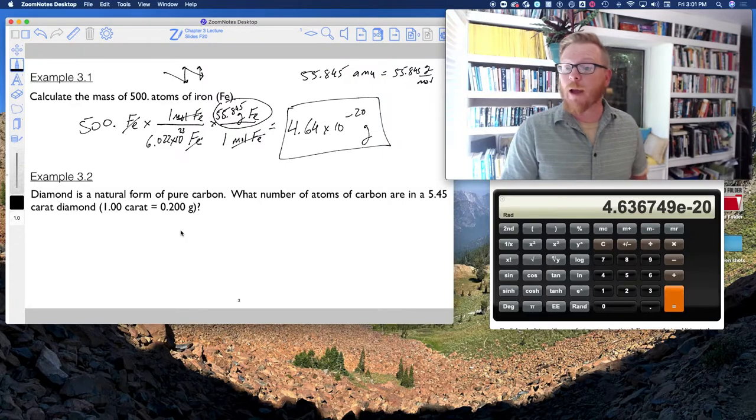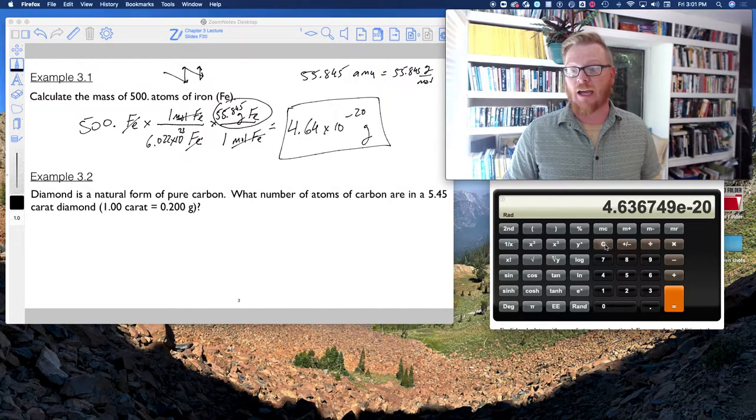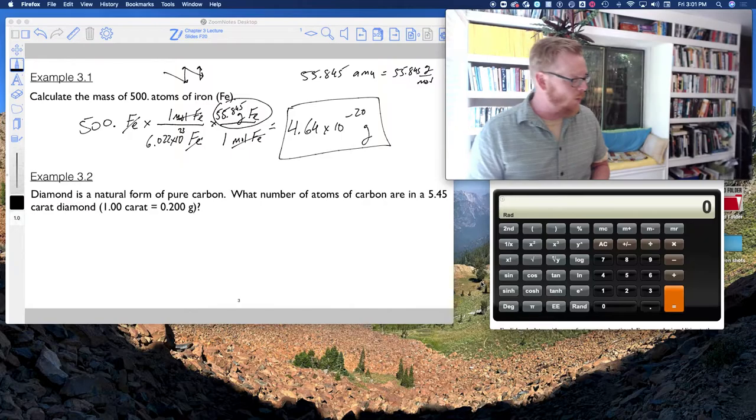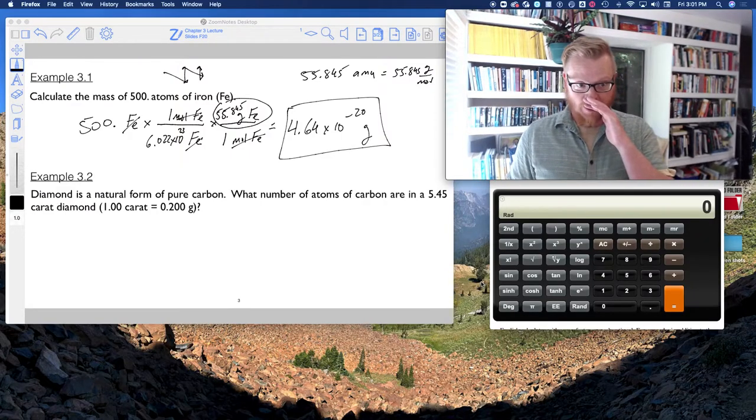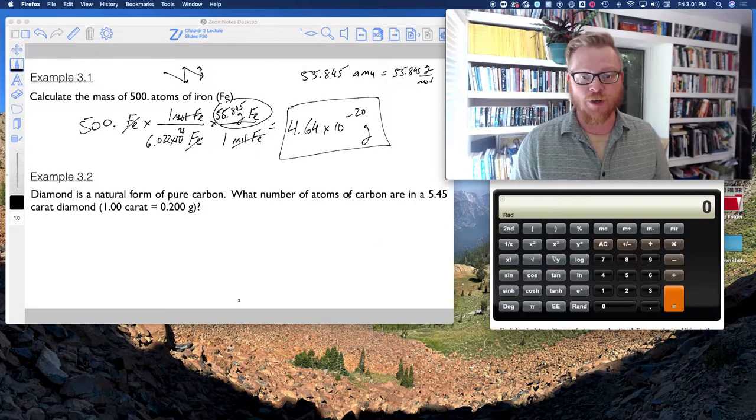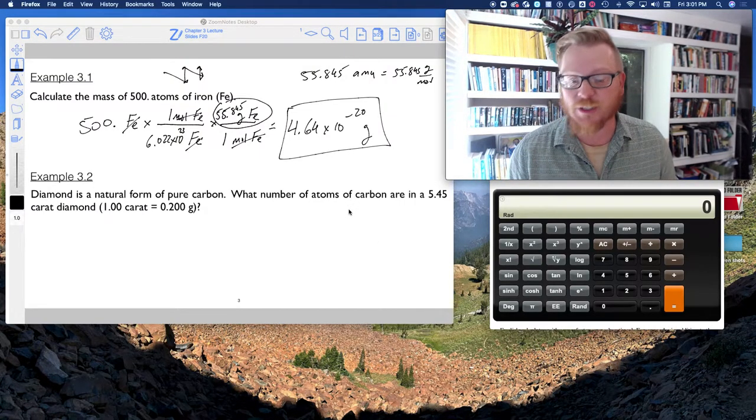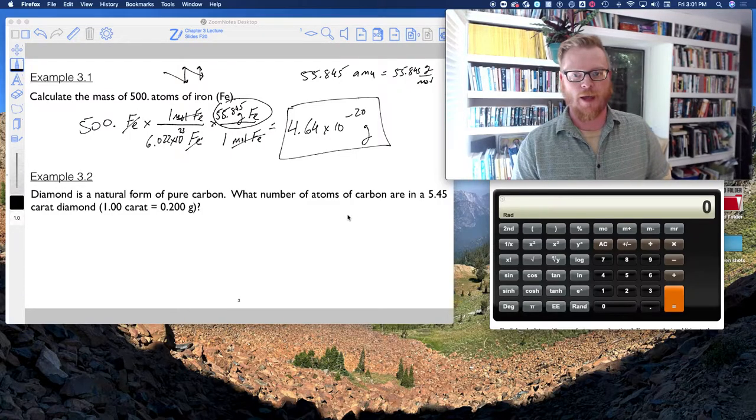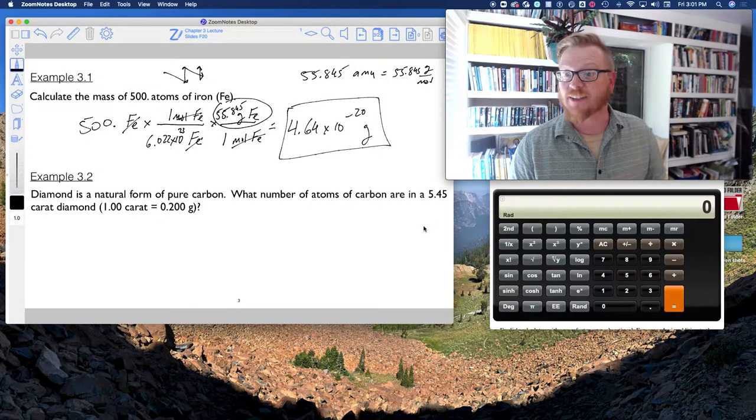Okay. Some of you might be reading this problem and you might think, I have no idea where to start this because now I've got multiple numbers. Okay. Always start with the number you're given, usually first if there's multiple numbers. Okay. And don't start with definitions or unit conversions. So here, this is like a definition or a unit conversion. Don't start with this. Start with this, with the 5.45 carats. That's the first number we were given. Okay.